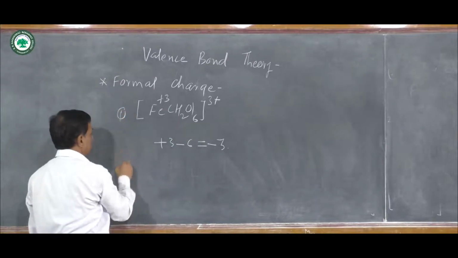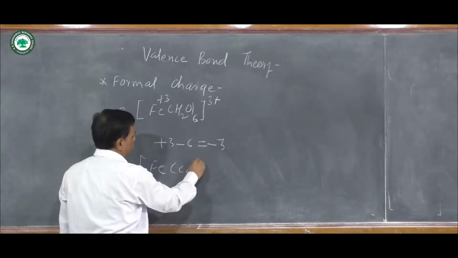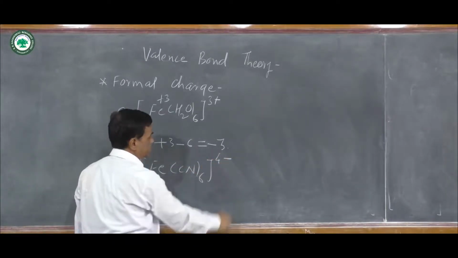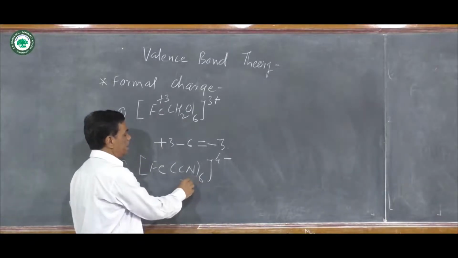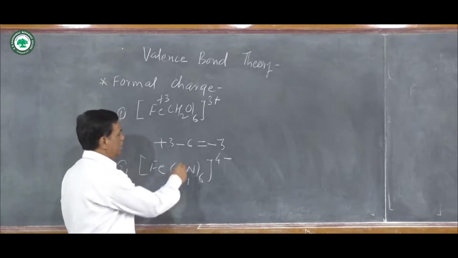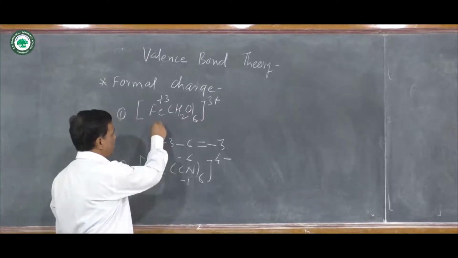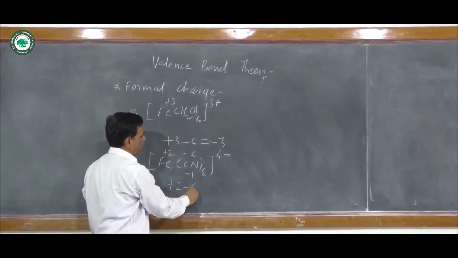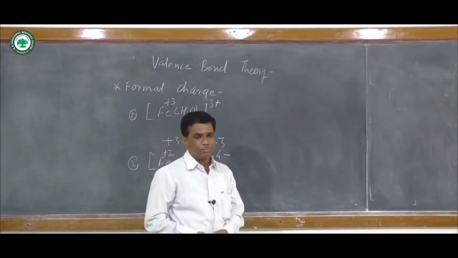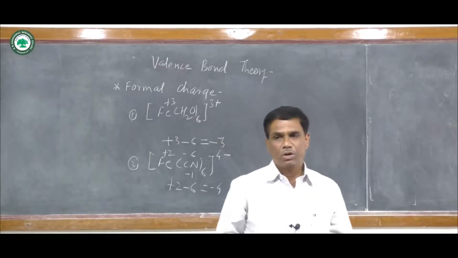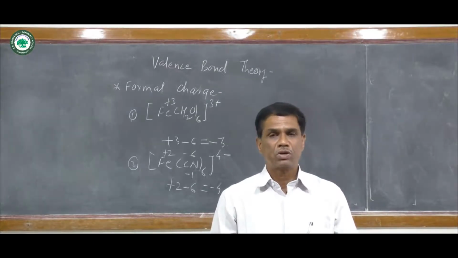Second example is when there is a formation of Fe(CN)6 4 minus complex ion. In this complex ion, the 6 cyanide ligands each have charge minus 1, so here minus 6, therefore plus 2 is the charge on iron. Then the formal charge is plus 2 minus 6, that is equal to minus 4. Like that, formal charge on the metal ion is determined on the basis of the observed charge on the metal ion minus the shared electrons by the ligands.